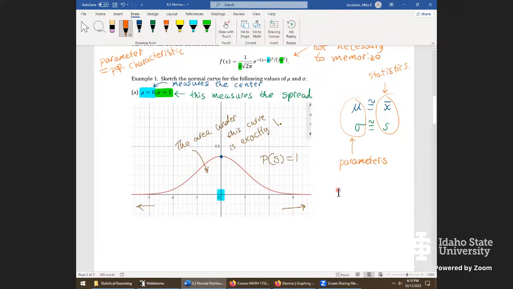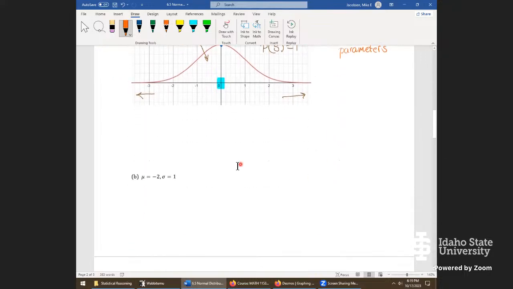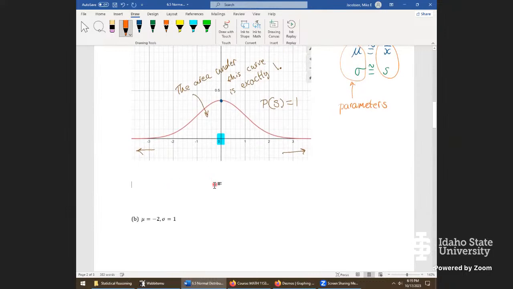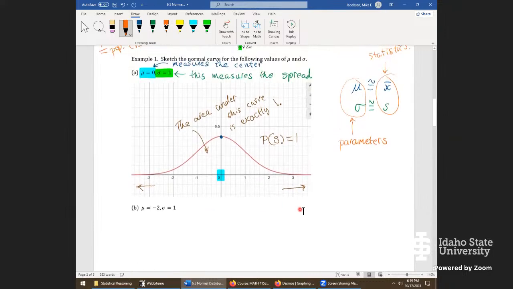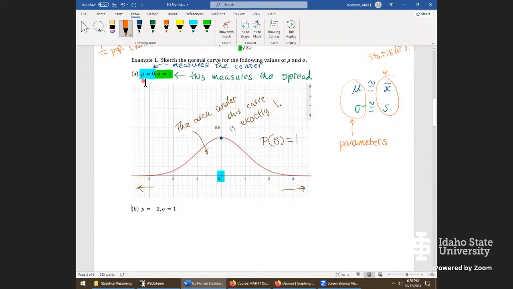Okay, well, let's turn to our second example, or the second part of the same example, really. What we're going to do now is change the value of mu. We know that it measures the center, so if we set mu to -2, any predictions on what happens to the curve? Should it go right or should it go left? I agree, it ought to go left. Let's see if it works out.